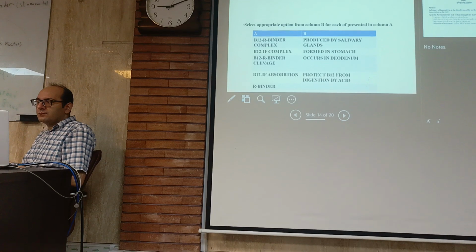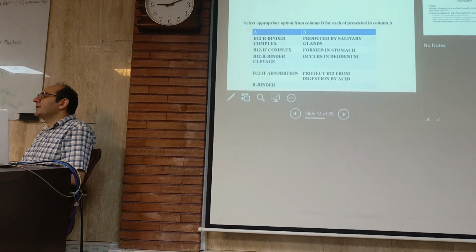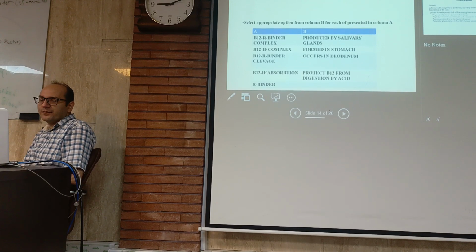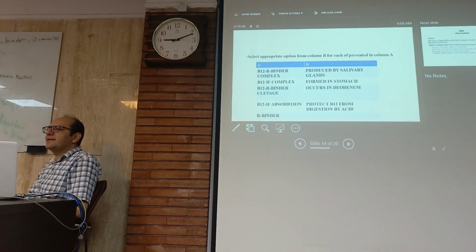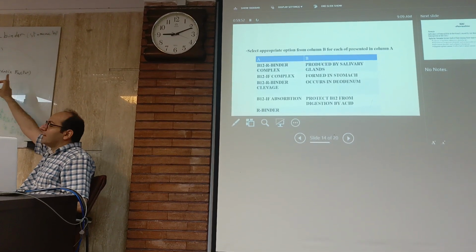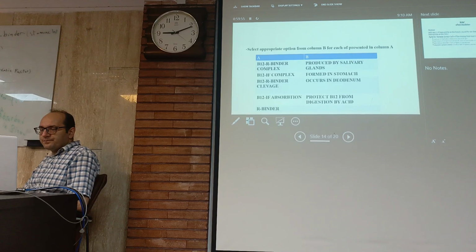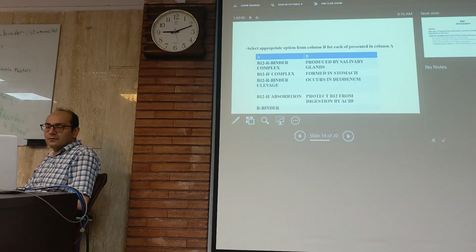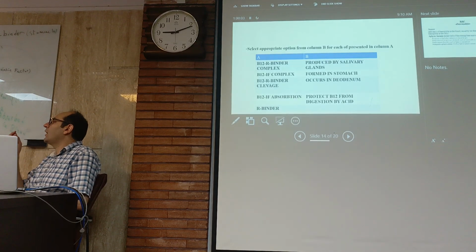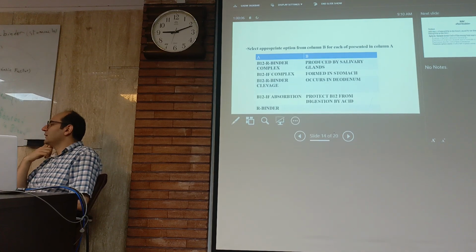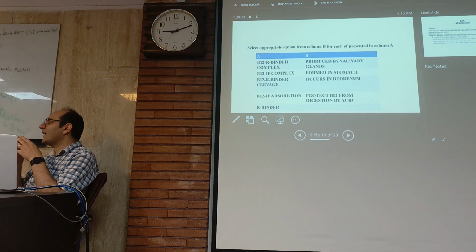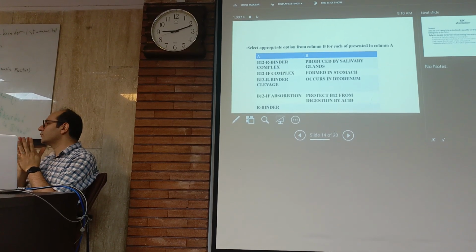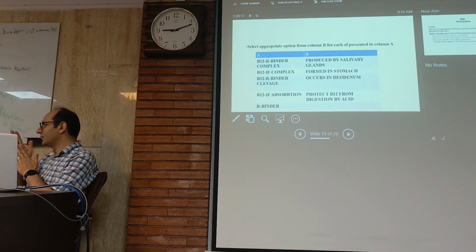Last one. Form in the stomach? The second, B12 intrinsic factor complex. No, salivary glands produce R1, only R1. But the B12 intrinsic factor complex forms, or occurs, in the duodenum. Okay? It's correct.